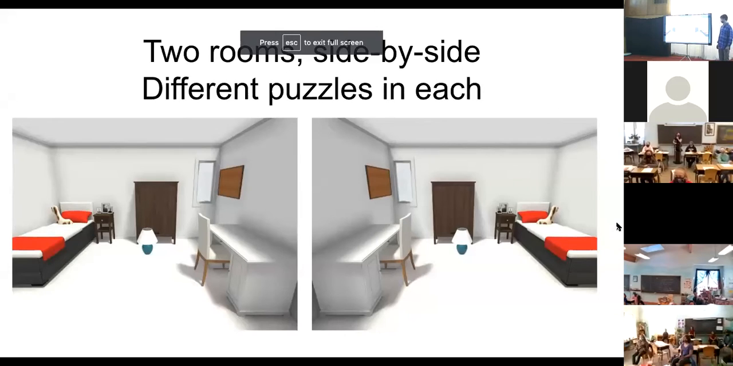In this slide, you see the escape rooms I have designed. They are mirror images of each other. They both have the same furniture, just in opposite places. They both have a bed, an end table, a lamp, an armoire, a chair, a desk, and a corkboard.